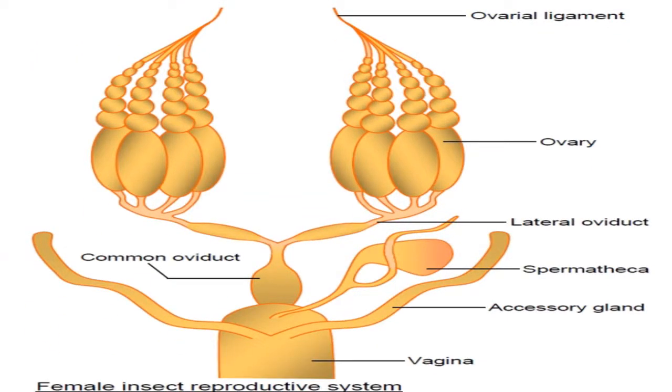The general structure of the reproductive system. In the diagram the names are: ovarian ligaments, ovaries, lateral oviduct, spermatheca, accessory gland, vagina, then common oviduct. It is a diagram of the female reproductive system of an insect.